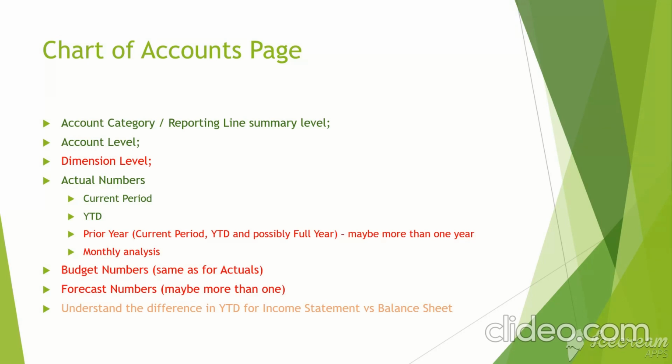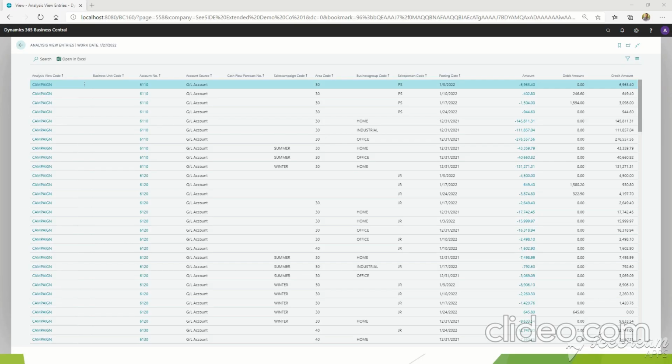And then the line highlighted in a peachy color, we could get that, but we'd have to do some serious modeling on the Excel side to achieve the exact requirement that we're trying to get to. So as you can see, there's quite a few reds and peaches with regards to connecting it to the chart of accounts page. Okay, let's have a look at the analysis view entries page.